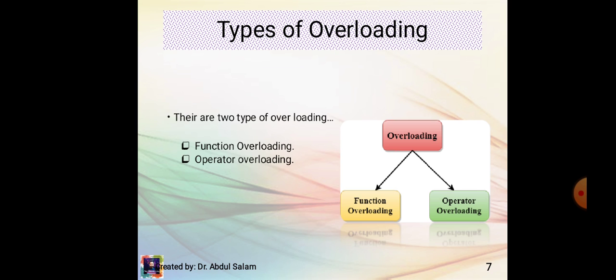Here are the types of overloading. There are two types of overloading: function overloading and operator overloading.